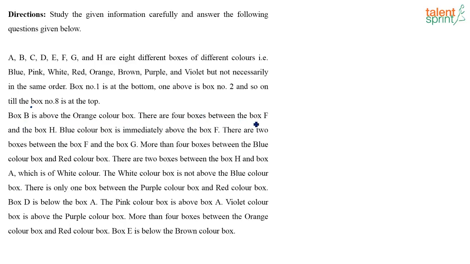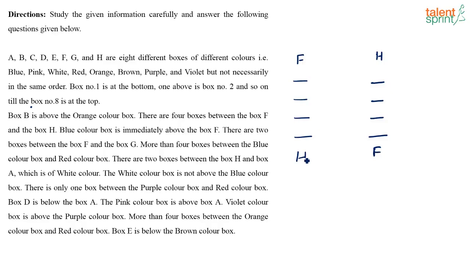There are 4 boxes between box F and H. So I am first writing that down. There are 4 boxes between box F and H. So 1, 2, 3, 4. 4 boxes are there between box F and H. So this is one way in which I can write this, or it can be like this, right? H will be on top, then 1, 2, 3, 4 boxes in between, and then you have F, right?